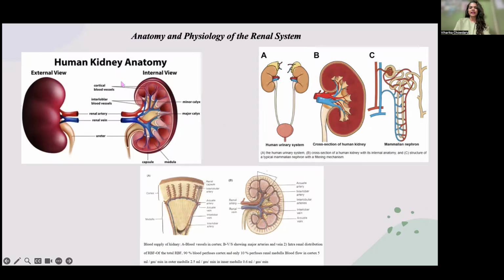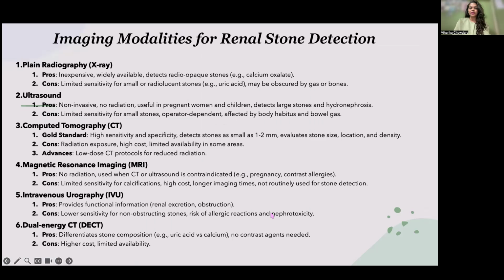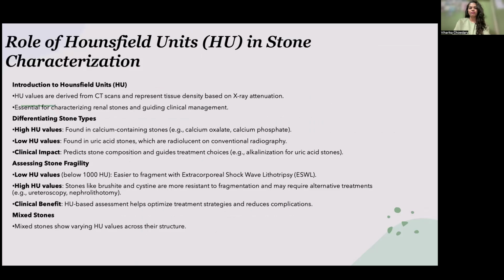Here you can see the basic anatomy of the human kidney, the glomerular filtration, and even the arterial supply. We all know CT KUB is the gold standard among imaging modalities, but X-ray, ultrasound, MRI, even IVU and dual energy CT can also be used as imaging modalities.